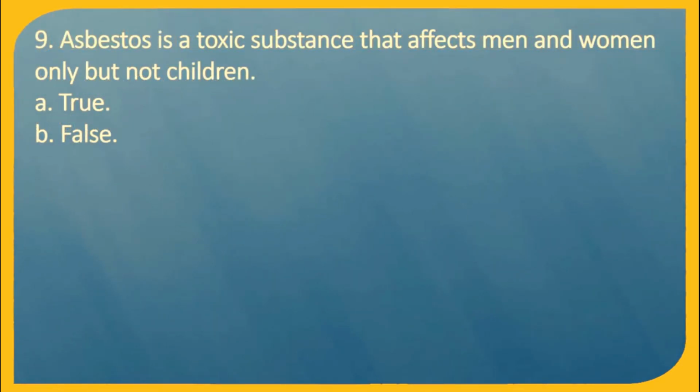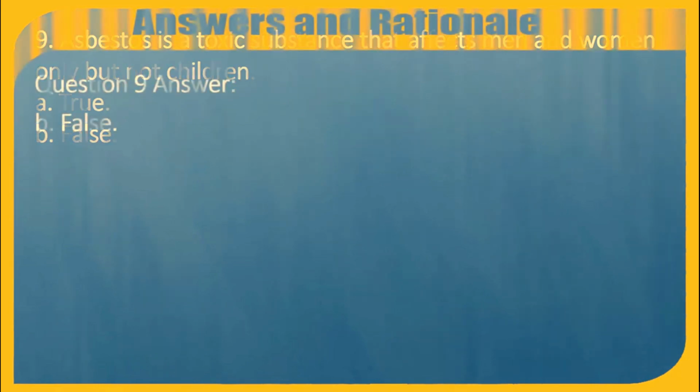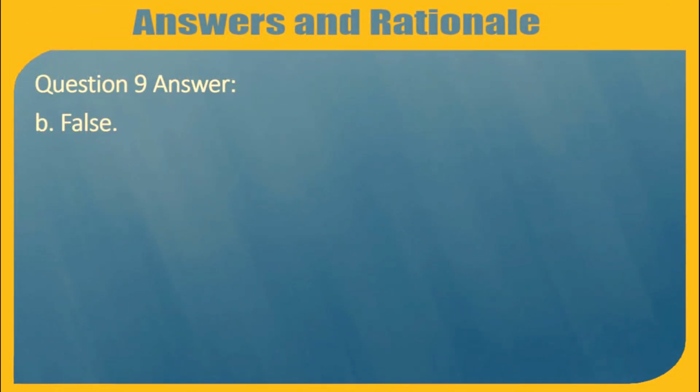Question 9. Asbestos is a toxic substance that affects men and women only but not children. A. True. B. False. Question 9 Answer, B. False.